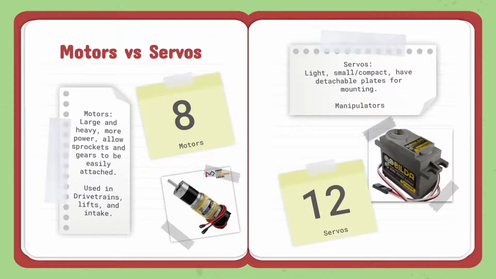Yeah, and going back to motors versus servos, motors are larger and heavier. They have more power and allow sprockets and gears to be easily attached. They're used especially in drivetrains, lifts, and intakes. Servos, however, are lighter, smaller, more compact, and they have detachable plates for mounting. And they're used more to manipulate things.